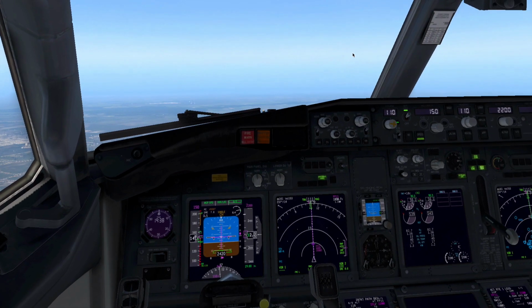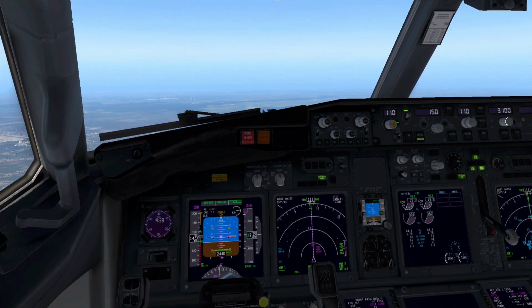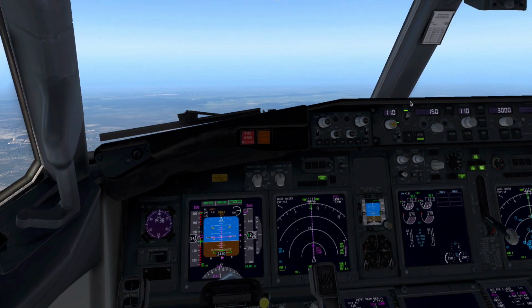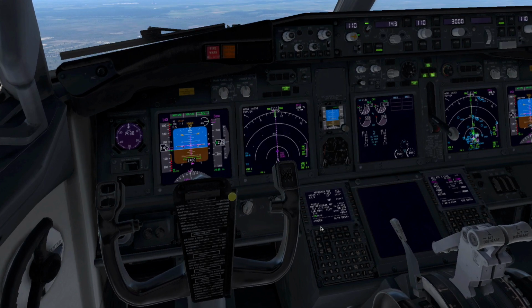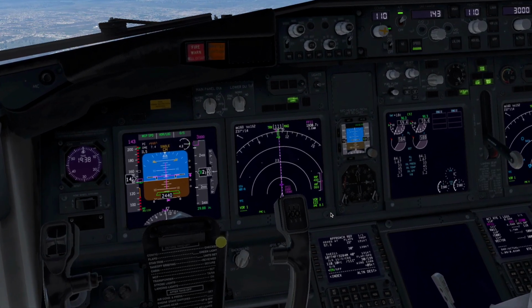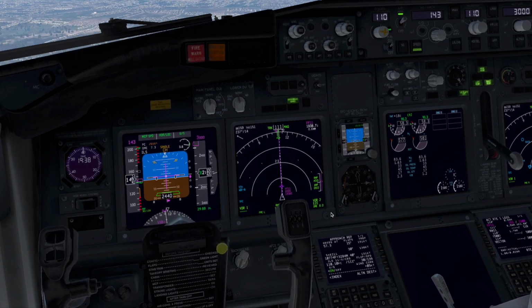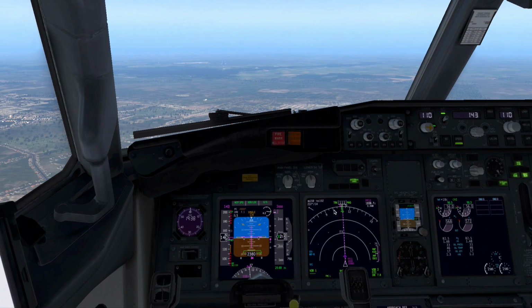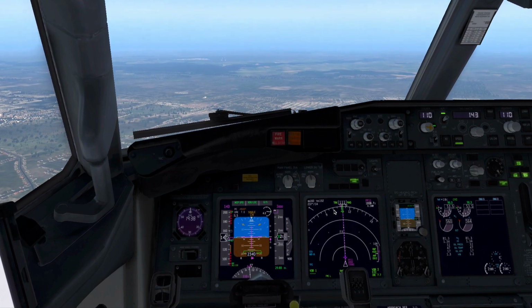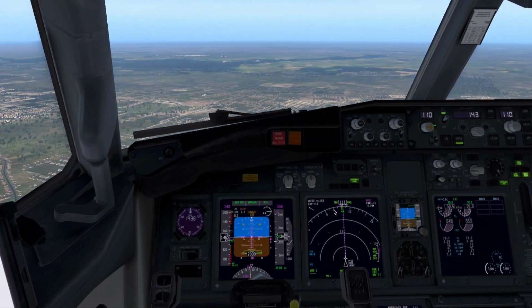Okay, glide slope captured. Let's set our missed approach altitude and let's go for flaps 30. And let's go for the approach speed, which is 143. So ideally, you want to reach your final approach fix with power at idle until you put your final flap position. So we've basically done that right now.